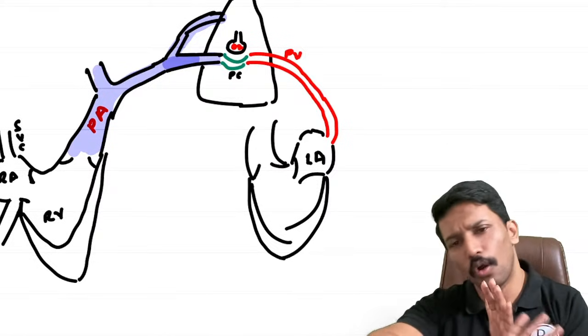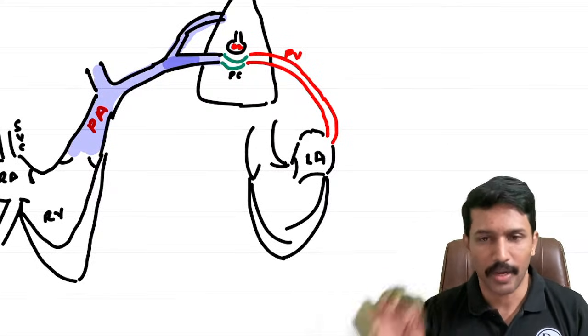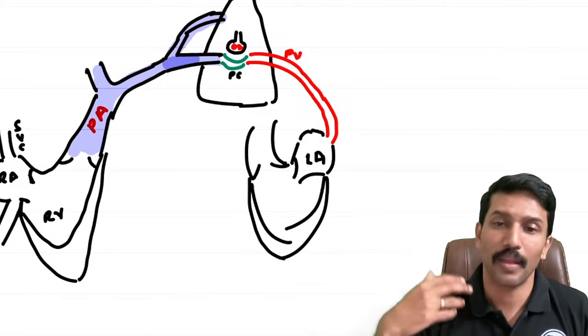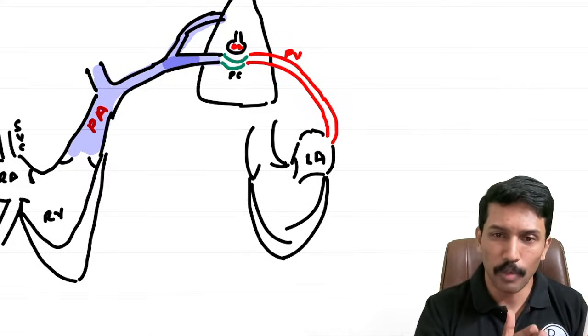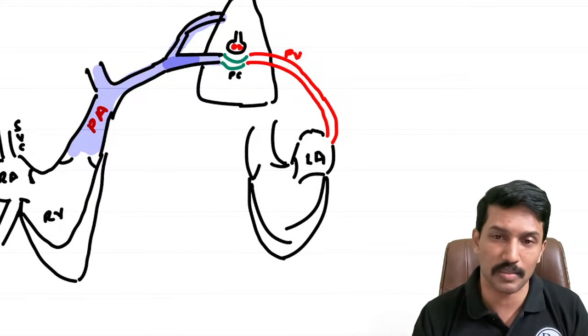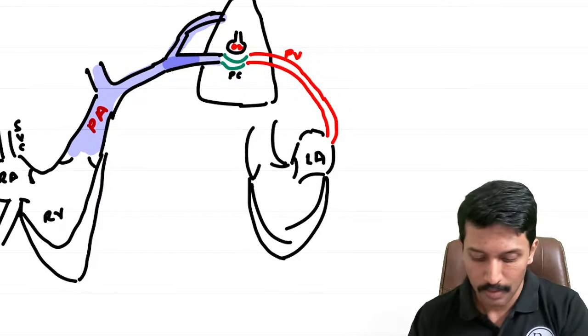So this you can write for all left-sided conditions, meaning mitral stenosis, mitral regurgitation, aortic stenosis, aortic regurgitation: murmur is best heard in expiration. Pulmonic stenosis, pulmonic regurgitation, tricuspid stenosis, tricuspid regurgitation: murmur is best heard in inspiration.